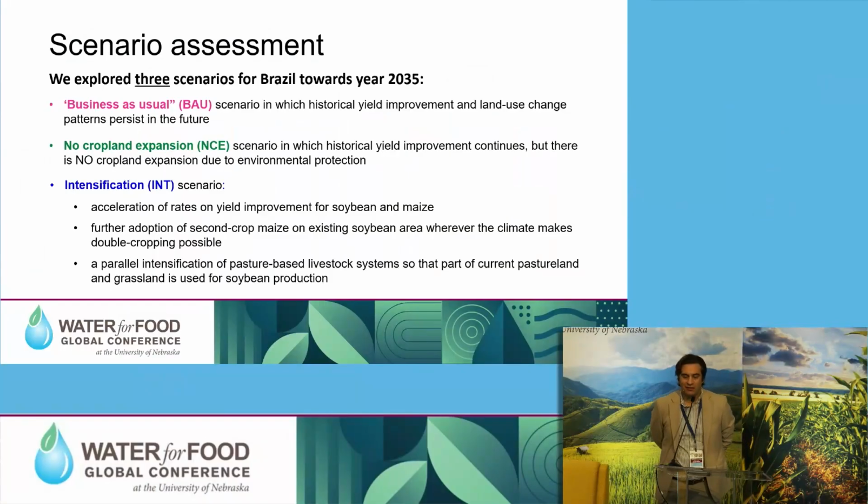Finally, in this analysis, we explore different scenarios of yield intensification and land use change in Brazil towards the year 2035. We explored 3 scenarios. In the first scenario, which we call business as usual, we investigate what will happen in terms of production, economic, and environmental outcomes if we just keep doing things the same way we have done them in the previous 20 years. So let's just keep doing what we have been doing, and let's see where we land.